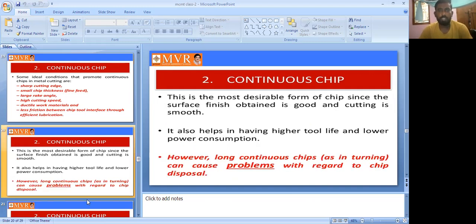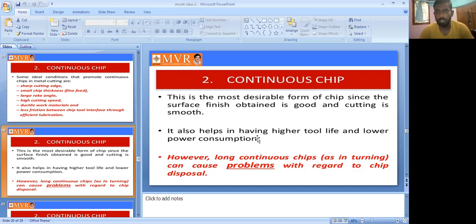Next is the continuous chip. It is the most desirable form of chip since the surface finish obtained is good and cutting is smooth. That is one of the advantages of continuous chips: good surface finish and smooth cutting.